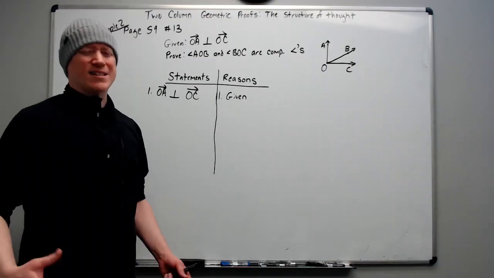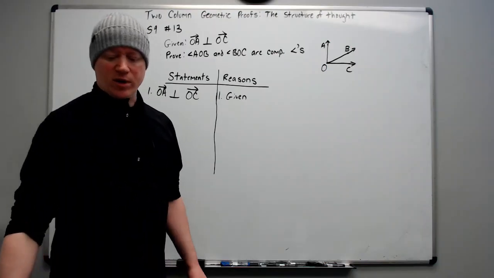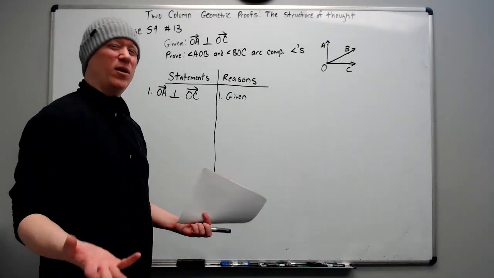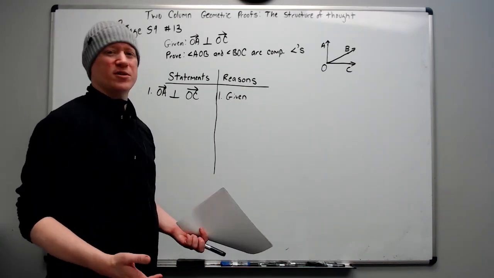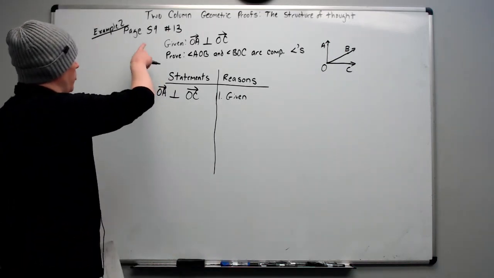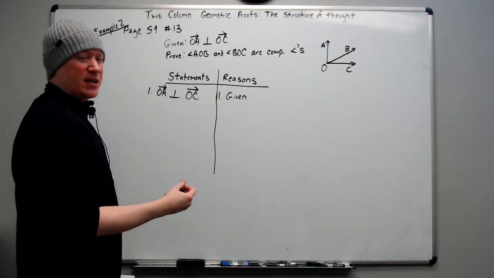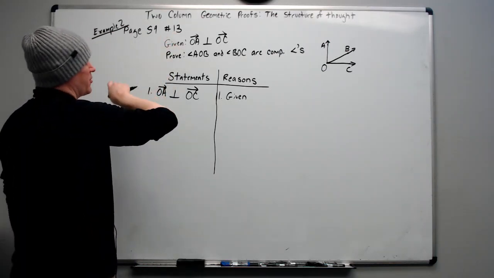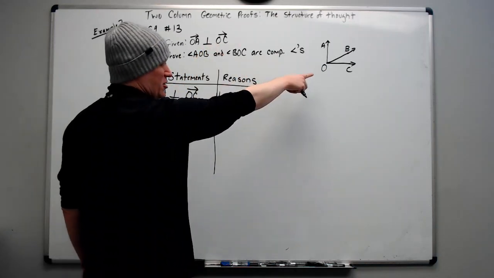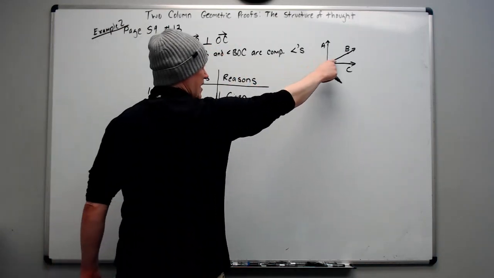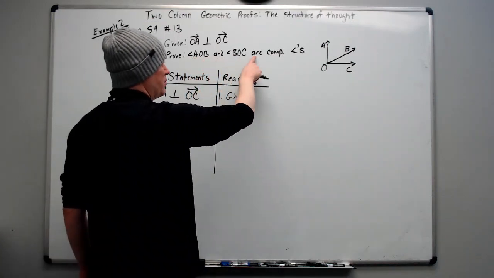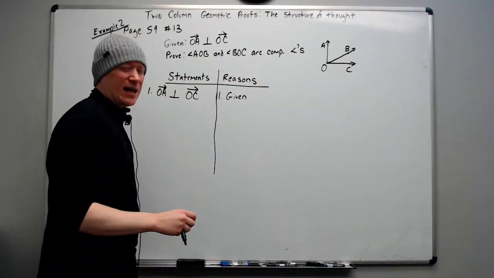Okay, this is going to be the second example for this video. We're going to talk again about diagramming a proof and what that means and how it will help us work through proofs without having as much difficulty. So we have one from page 59 of the earlier mentioned textbook, problem number 13. It says, given that ray OA is perpendicular to ray OC, so this is 90 degrees, prove that angle AOB and angle BOC are complementary angles.